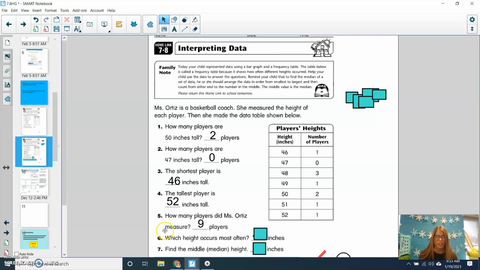For our last 2 questions, for question 6, which height occurs the most often? Meaning, which of these heights was the most popular and had the most players at it? Press pause and play when you're ready to check. All right, you should have said that 48, and you can see that because 48 happened 3 times. There were 3 players that were at that height.